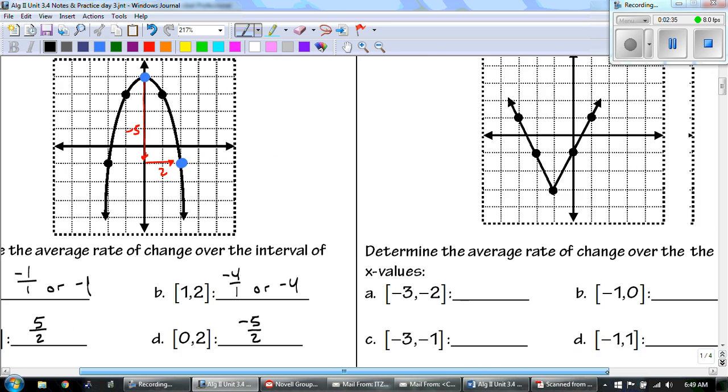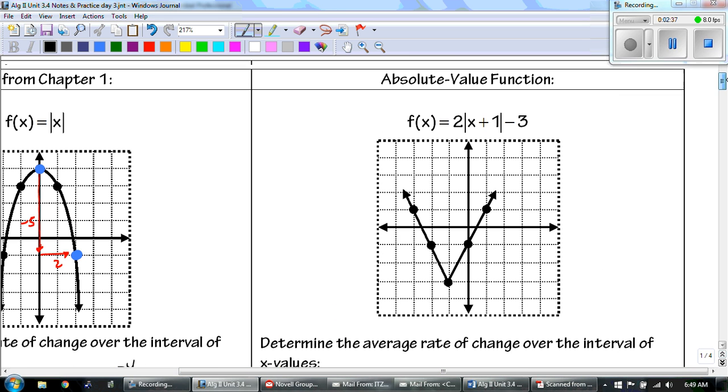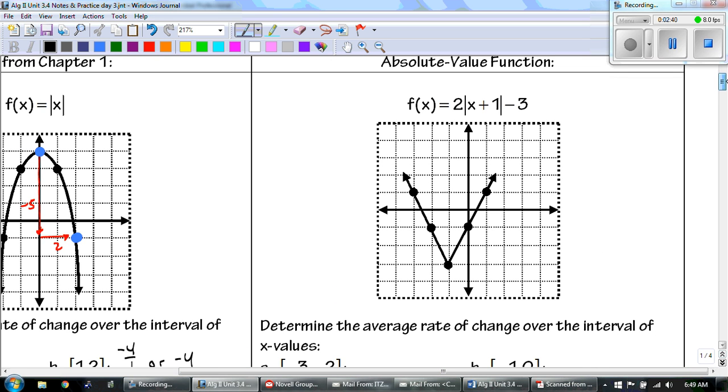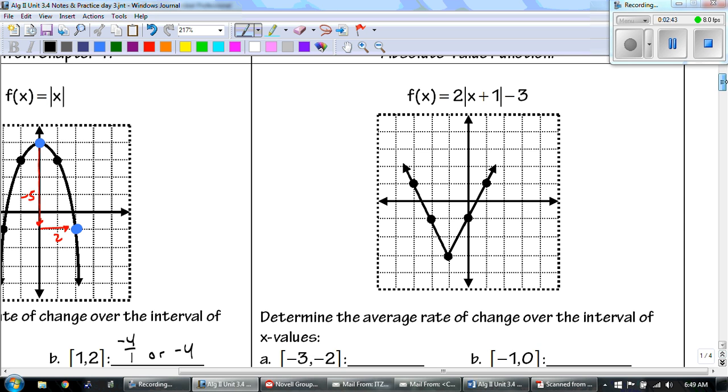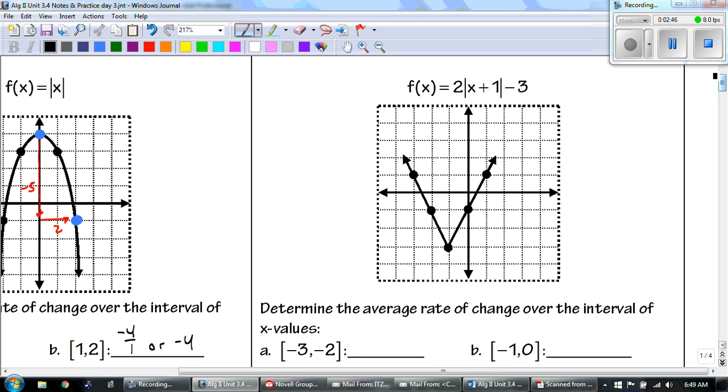All right, so now the absolute value function, 2 absolute value of x plus 1, minus 3. So we've been talking about how our vertex is -1, -3, which means we went left 1, down 3. And then this is our slope. It's saying going up 2/1, up 2/1. And then the other way we're going down 2/1, down 2/1. So that's how we graph it.